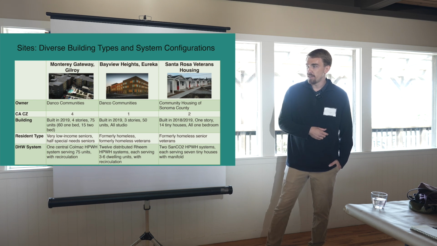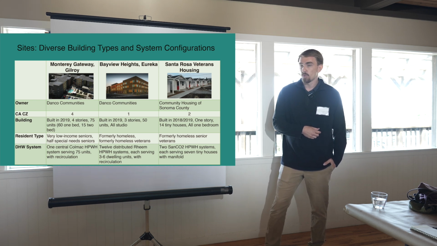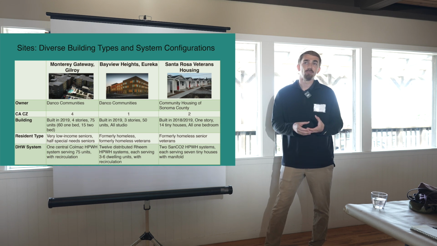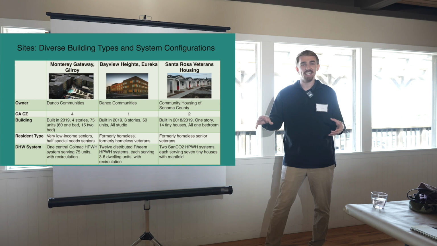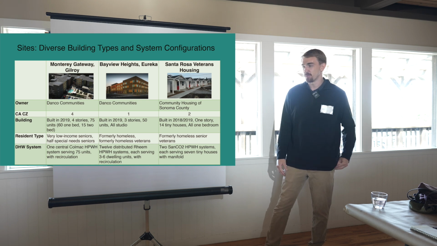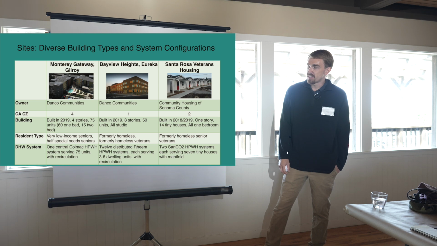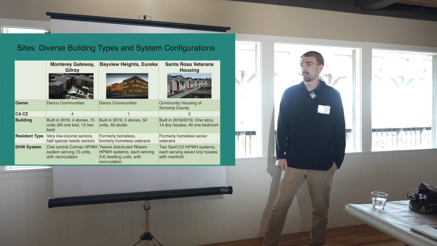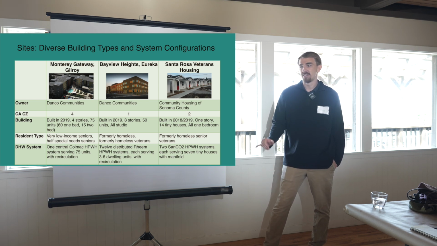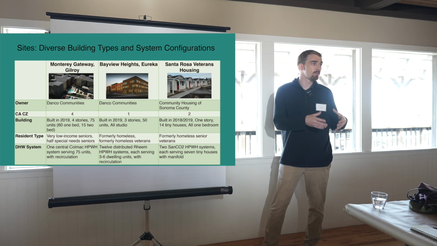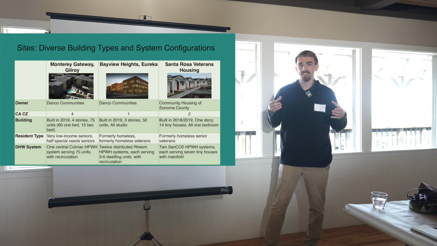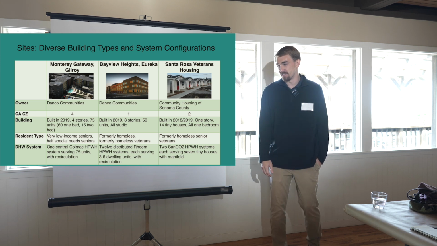And then we have Bayview Heights in Eureka that has 12 heat pump water heating plants, each serving like 3 to 6 units. So they have these little integrated heaters and additional tanks, and so we have 12 different heat pump water heating plants. And then we have Santa Rosa Veterans Housing, which is a group of tiny homes. I think it says here, 7 tiny homes, each served by a single Sanco 2 heat pump. So those are the residential monoblocks that are very large for one house, but they can serve a lot of dwelling units on their own.